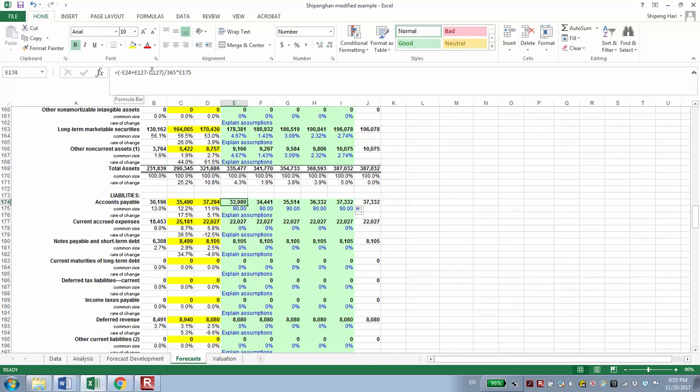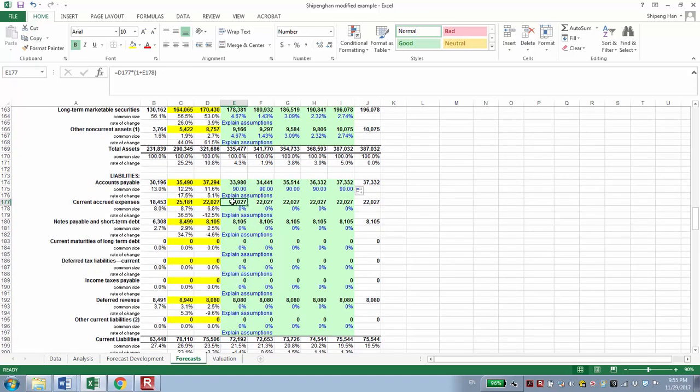Okay. And the next one, current accrued expense. This is also associated with operations, or actually revenue. We simply copy the growth rate of revenue here. So that's the forecast of current accrued expenses. And note, these are financial liabilities, so we don't touch them now. Let's just move down.